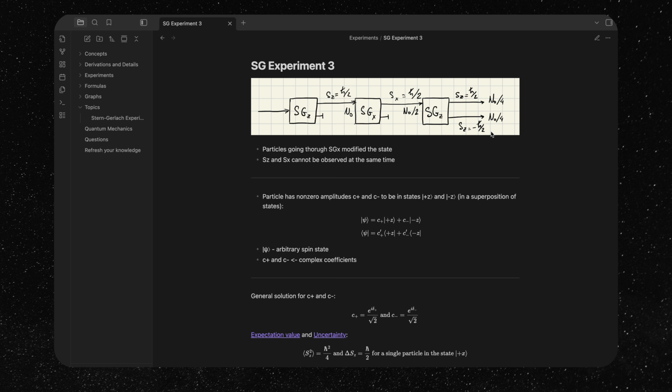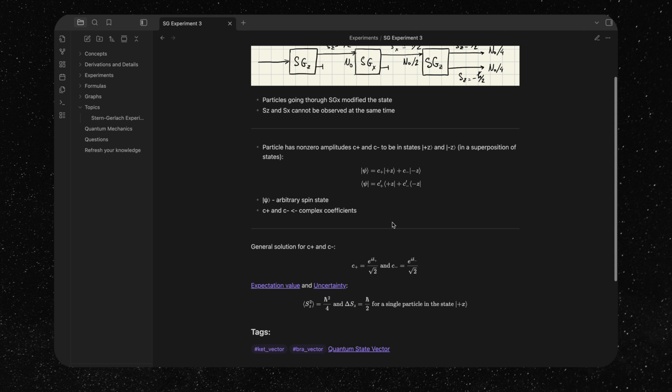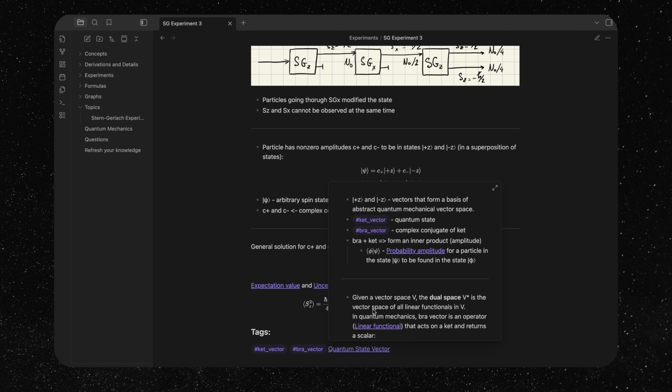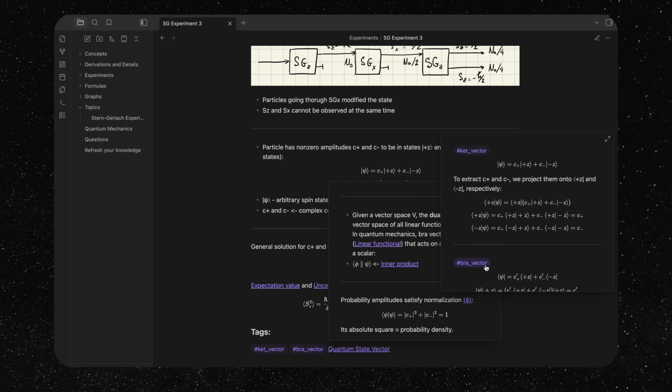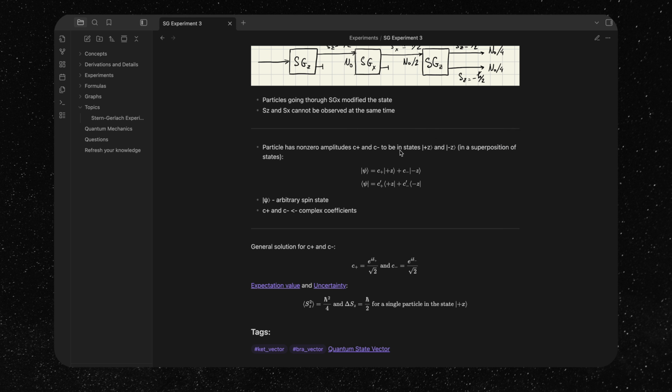We can describe this with ket vectors. These are the ket vectors, and the state is a linear combination of plus z and minus z with coefficients that represent probability amplitudes. Their squared magnitudes always add up to 1. They follow normalization. This is one of the fundamental rules of quantum mechanics. Here, inside another page, I explain how they add up to 1.